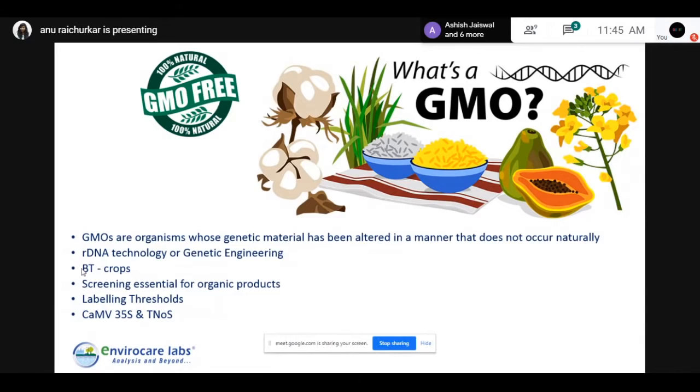So most commonly, what do we screen for in these crops are these two events called CaMV 35S and TNOS. Now, what are CaMV 35S and TNOS? The first is a promoter. CaMV is cauliflower mosaic virus, and 35S is the region that we are screening for. It is a promoter sequence present in the gene, and it is the most common element used while preparing a gene, which is why we target it. The second one is a terminator sequence. So a promoter and a terminator are most common in GM crops. That is why these two events are screened.